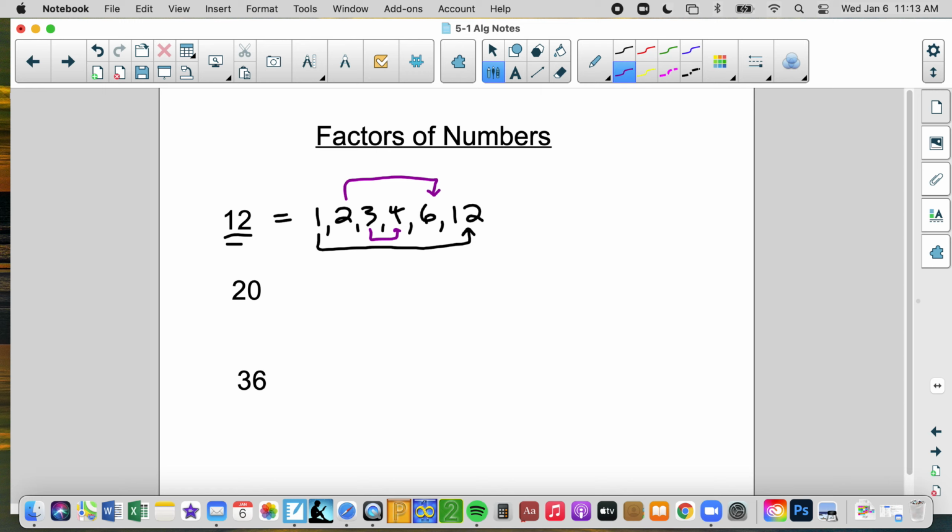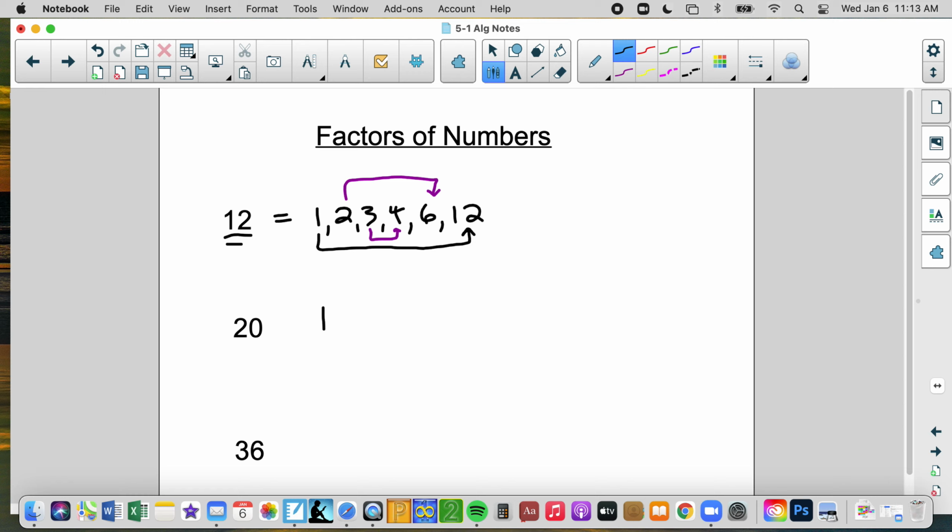So listing them out and going between 1 and 12 is not always the most efficient way. 1 all the way to 20. What if we had 100? What are we going to do? 1, 2, 3, 4, 5, 6, 7, 8, 9. We're going to test numbers 1 through 100. That's not very efficient. So the technique that I like to introduce is utilizing those factor pairs.